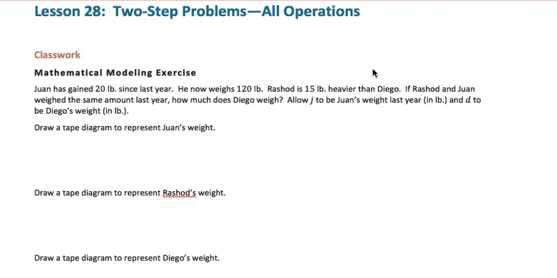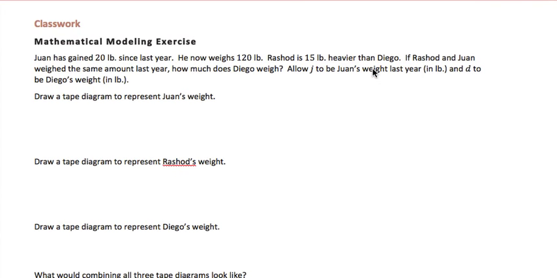For lesson 28, we're going to look at two-step problems for all operations. So we're going to start off by looking at a situation in which Juan has gained 20 pounds since last year, and he now weighs 120 pounds. Rashad is 15 pounds heavier than Diego, and if Rashad and Juan weighed the same amount last year, how much does Diego weigh? They've asked us to allow J to be Juan's weight last year in pounds, and D to be Diego's weight, again in pounds.